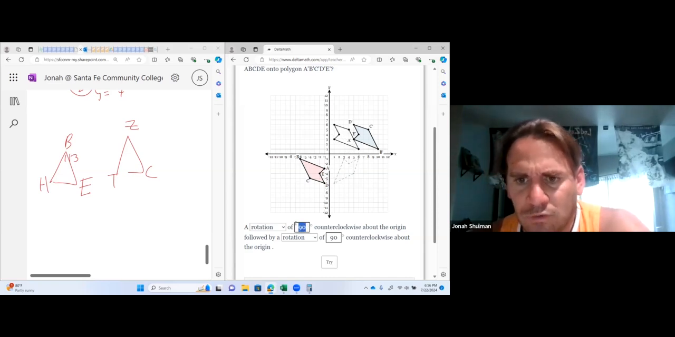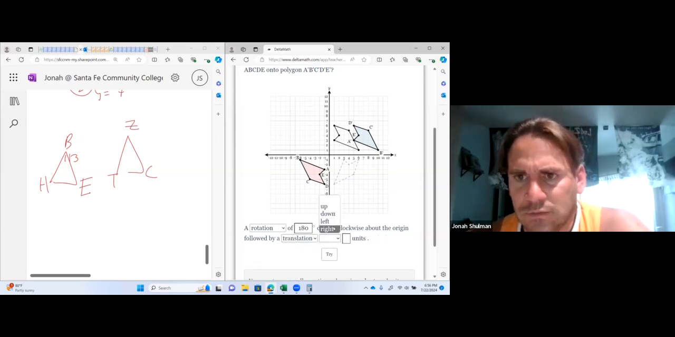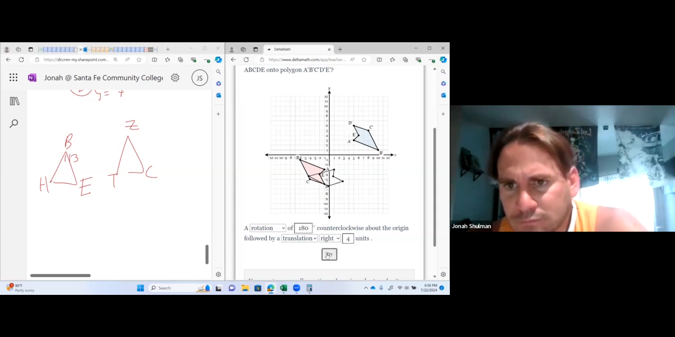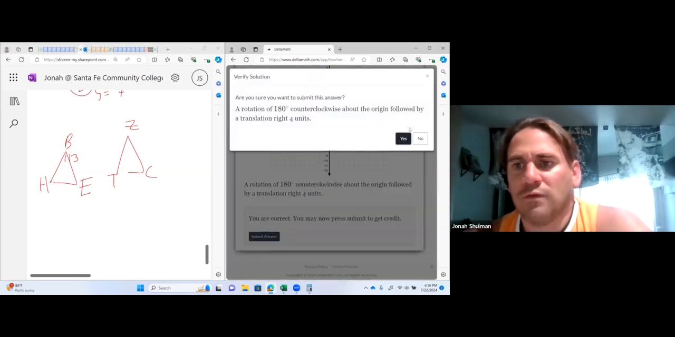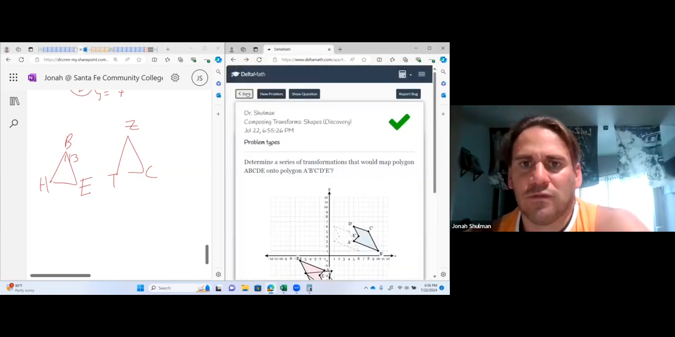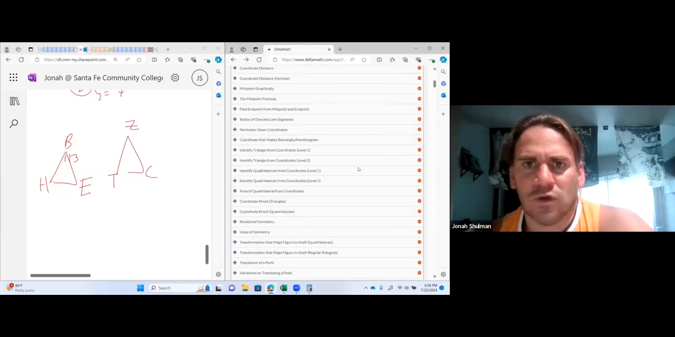Let's do a rotation of 180, followed by a translation to the right of 4 units. Cool. So I'll take the other one out. Without the discovery, it's just too hard to do. So this is everything. This is all of that one.